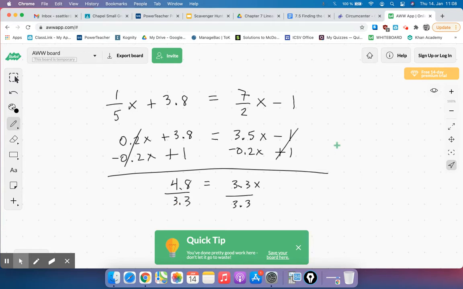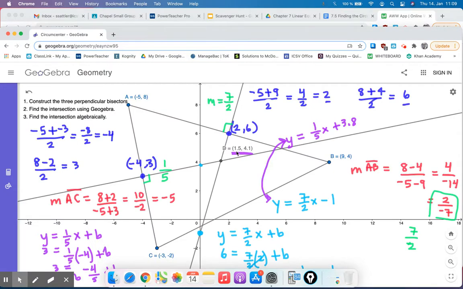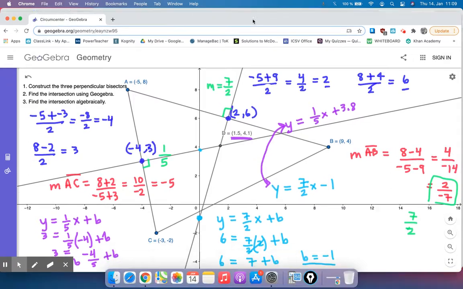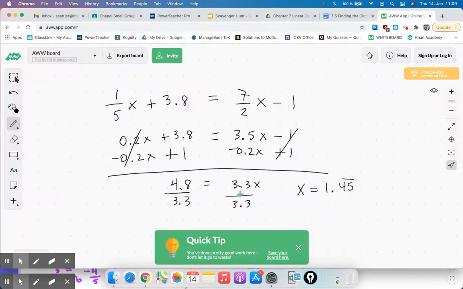4.8 divided by 3.3 is 1.45 repeating. So let's go back and check our GeoGebra. The x coordinate they put is just 1.5, and that's because they are rounding. 1.45 repeating would be rounded to 1.5.